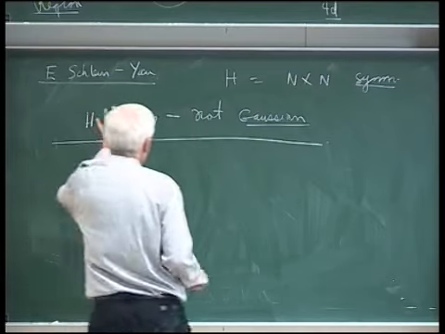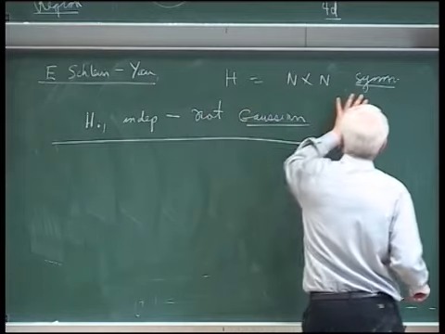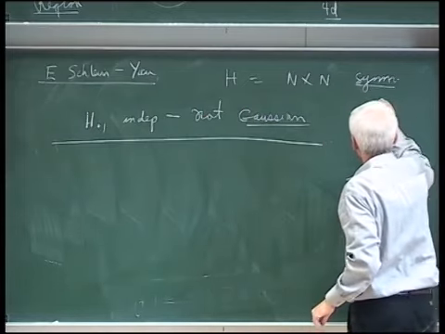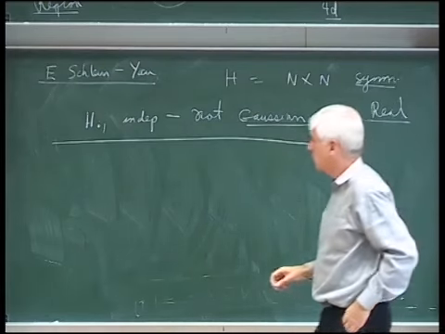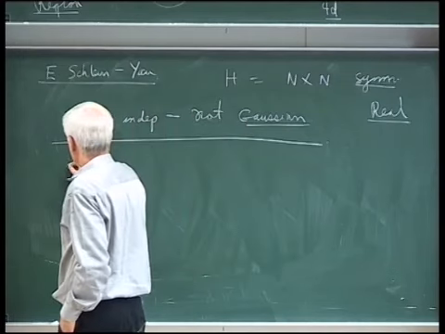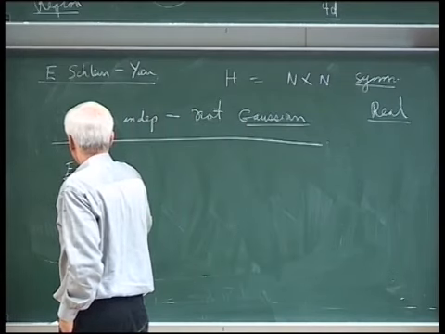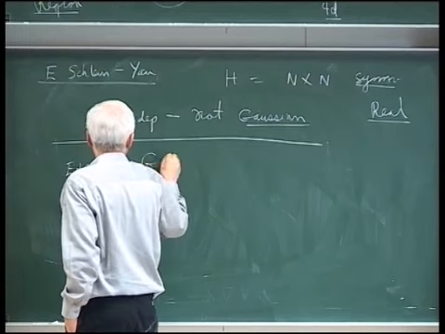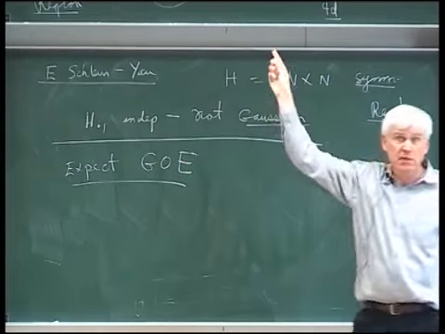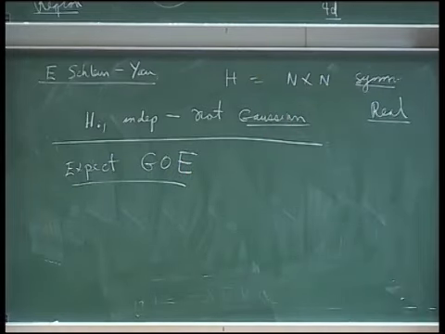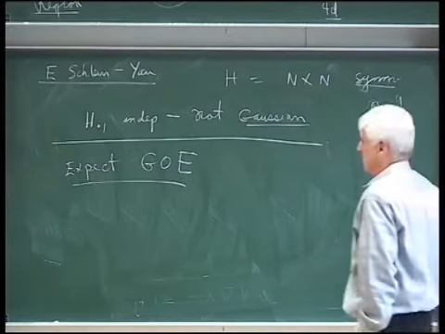So these are independent, not Gaussian. It's very important that this is real. These are real matrices. Okay. So we would expect, of course, GOE, just like I said up there. Right? We don't know this. I mean, it's an embarrassment, but it's just a fact.